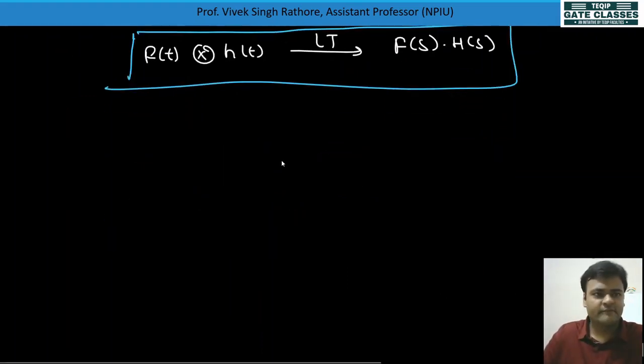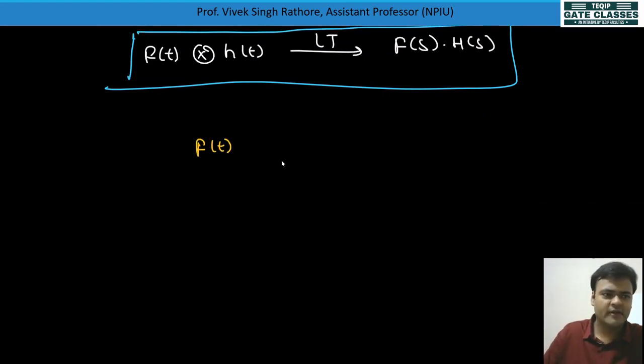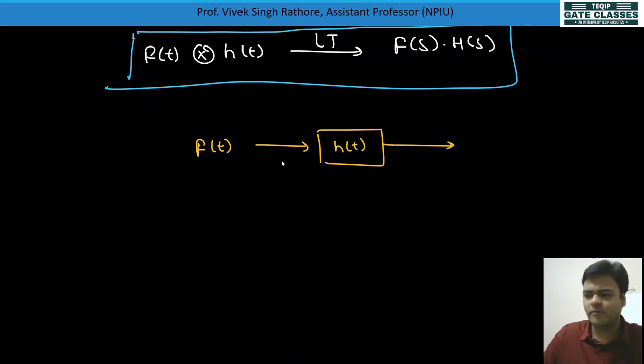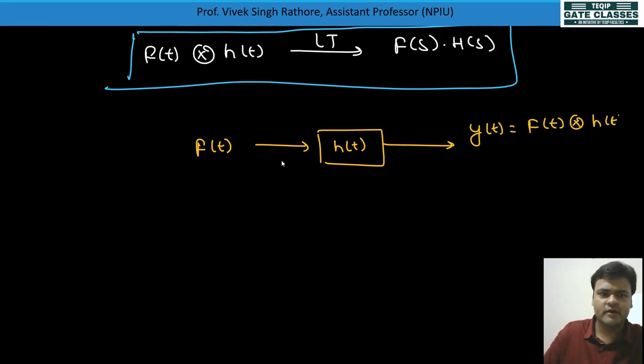Whenever f of t is applied to a system, suppose its impulse response is h of t, and we get output y of t, which is equal to f of t convolved with h of t. Now if we form Y of s, then we get F of s into H of s.